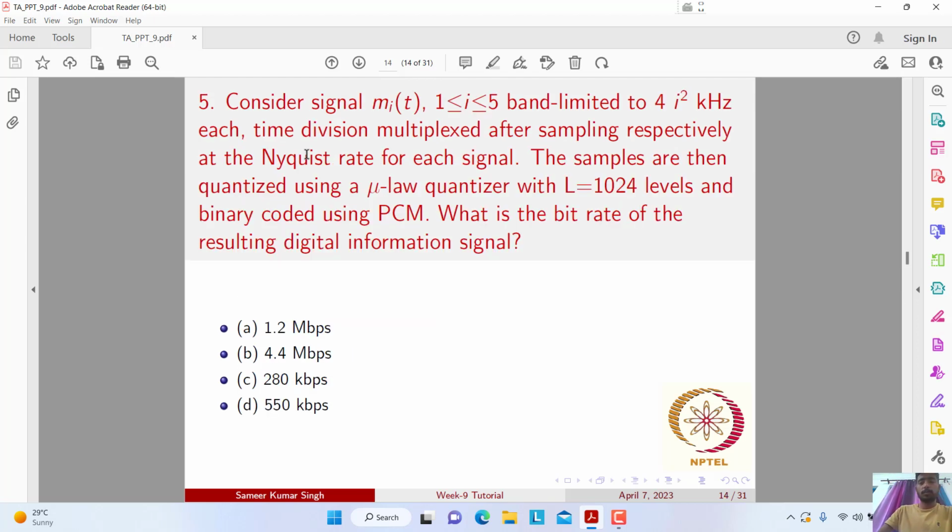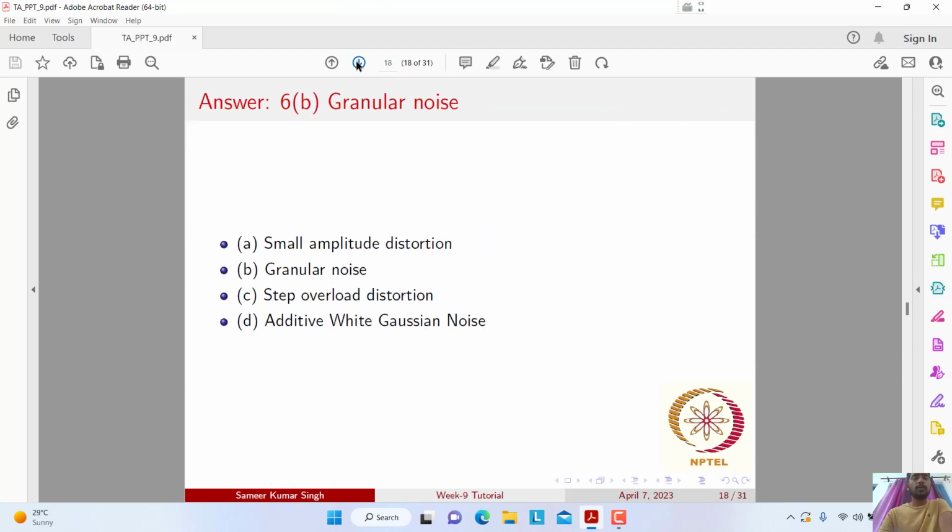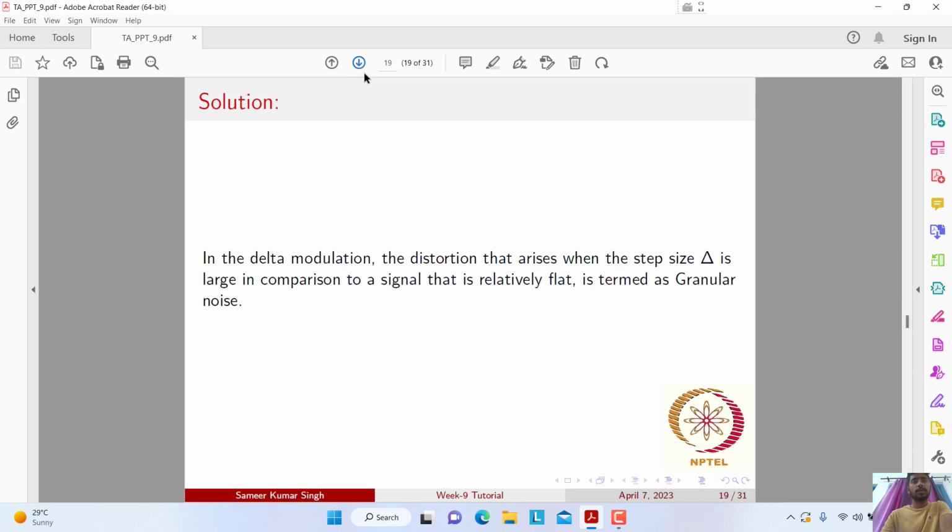So the answer will be redundant noise. That is the explanation. In delta modulation, the distortion arises when the step size delta is large in comparison to the signal, that is relatively flat, and it represents redundant noise.